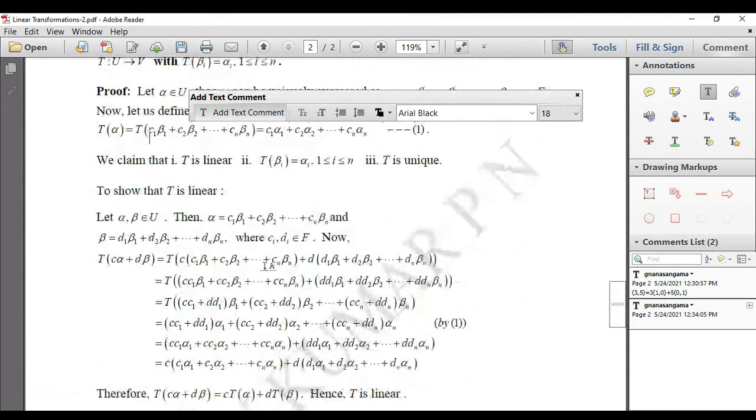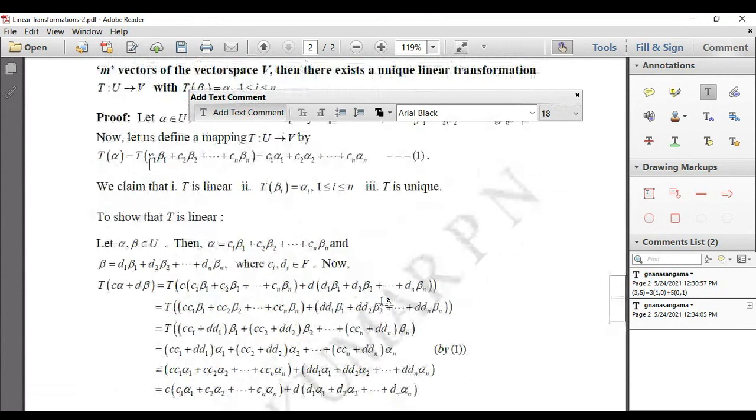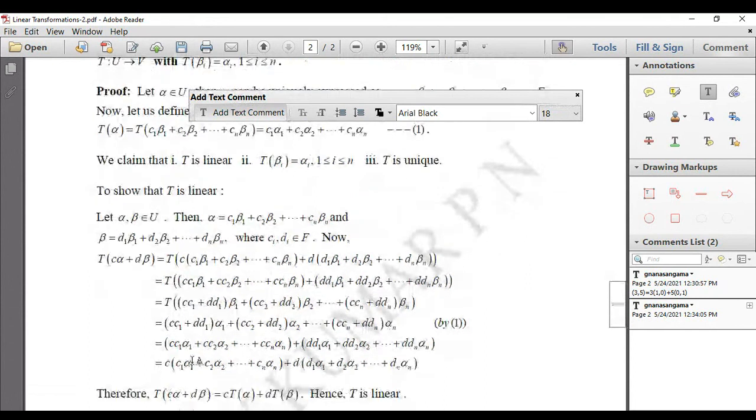Okay. Now, so (c·c1 + d·d1) alpha 1 plus (c·c2 + d·d2) instead of T of beta 2, alpha 2, etc., (c·cn + d·dn) into alpha n. Okay. That is what I have written by 1. Now, let us multiply them, right? c·c1 alpha 1 plus c·c2 alpha 2, etc., up to c·cn alpha n. Separate them, plus d·d1 alpha 1 plus d·d2 alpha 2, etc., up to d·dn alpha n.